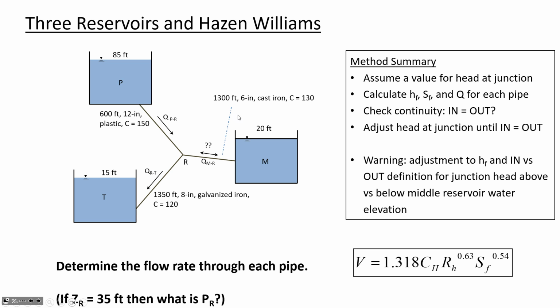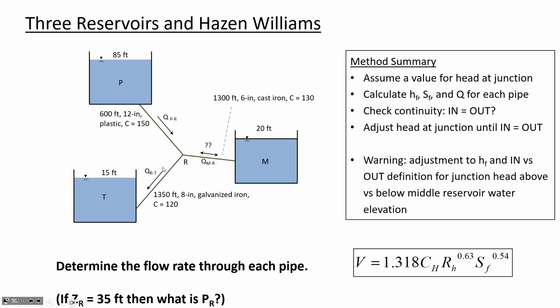Okay, so we put some real numbers into this one. We've got 85 feet as the elevation of the highest reservoir. We're going to call that reservoir P. So by inspection, we can see that the water's flowing out of P and towards R, R being that common junction. The lower reservoir, T, has a water surface elevation of 15 feet. And so by inspection, we can tell that the water is going to be entering that reservoir. We don't know the flow rate yet, but we do know the flow direction.